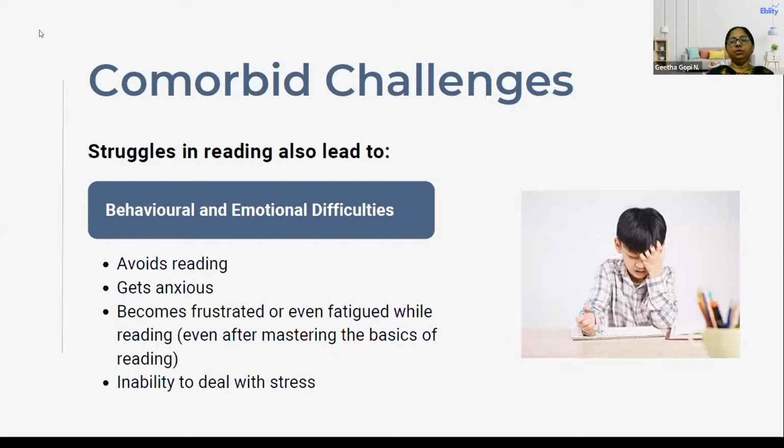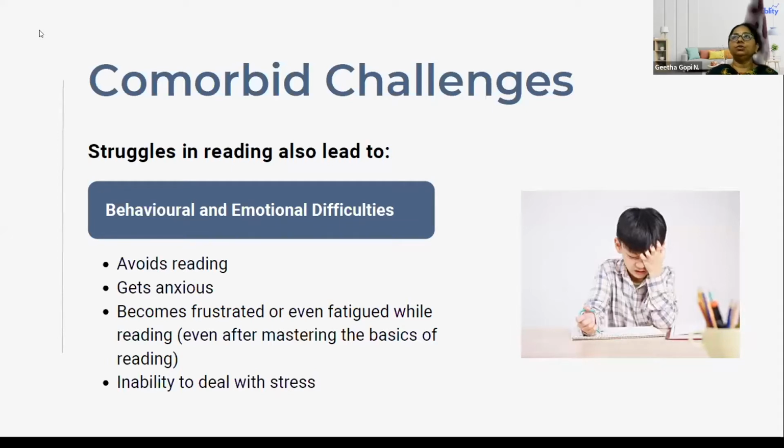So if they are required to read even a small passage, by the time they read the first one or two sentences itself, they are totally exhausted because they've put in so much effort and focus into reading those initial two sentences. So even after they've mastered the basics of phonological awareness and all that, you still find, even in children who have moved into middle school and high school, reading fatigue is something very, very common in these children, especially when the content matter increases when they move into higher classes.